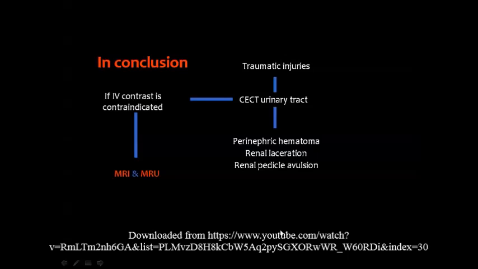In traumatic patients, the most optimal technique is contrast enhanced CT scan. No need for plain X-ray, no need for ultrasound, no need for intravenous urography. Go direct for contrast enhanced CT. Then you will see perinephric hematoma or renal lacerations or renal vascular pedicle avulsion. If you cannot inject the contrast material in the CT scan and you have no choice, you go for MRI and the MRU. And you know that MRU and MRA do not require the injection of contrast material.